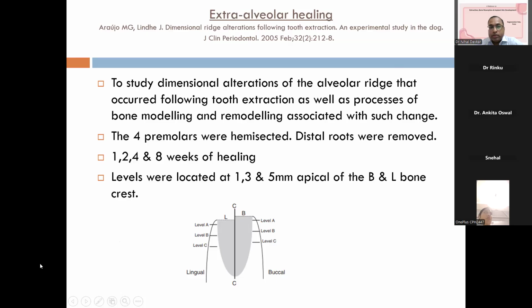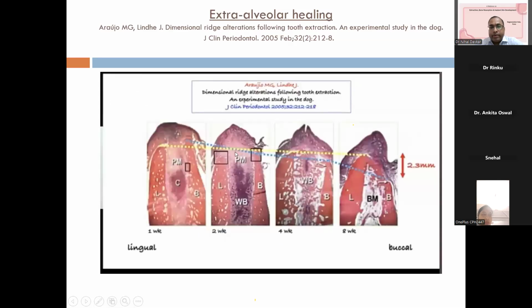So this is again one of the most famous studies, conducted by Araujo and Lindhe in 2005. They studied the dimensional alterations of the alveolar ridge that occurred following tooth extraction, as well as the process of bone modeling and remodeling associated with such change. What they did was they extracted or hemisected 4 premolars and observed the healing at 1, 2, 4 and 8 weeks. So at 4 different levels. These levels were located at 1, 3 and 5 millimeters apical of the buccal and lingual bone crest. They had very interesting findings.